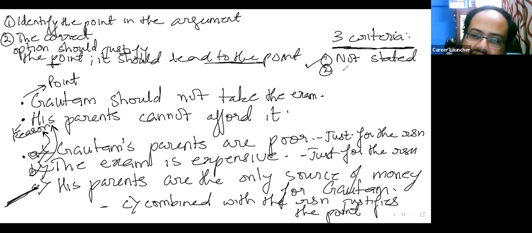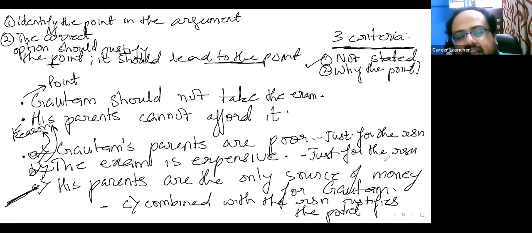The second criteria was it should answer the question why the point. So why are we saying Gautam should not take the exam? Because his parents are the only source of money and they cannot afford it. So this option also satisfies the second criteria. So why should he not take the exam? Because his parents are the only source of money and they cannot afford it.